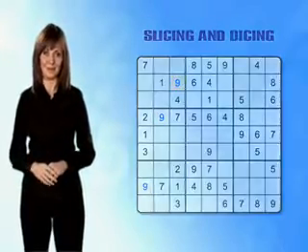Slicing through rows and dicing down columns is the basic technique used to complete every Sudoku puzzle, as it enables us to go through a simple process of elimination to determine where our missing numbers can be placed.